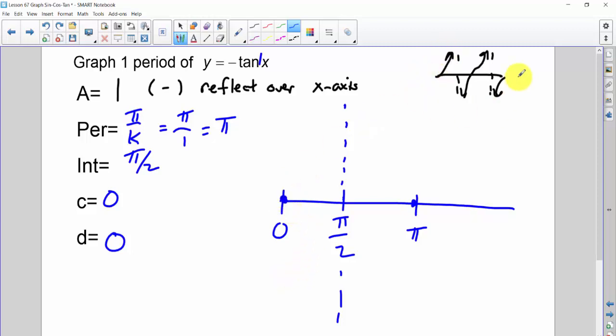Normally, as you can see in this graph over here, tangent increases, but I'm reflecting all the y values because I'm multiplying each of them by negative 1. So instead of this rising, it's actually going to fall. Likewise, this falls. And that is 1 period of negative tangent.